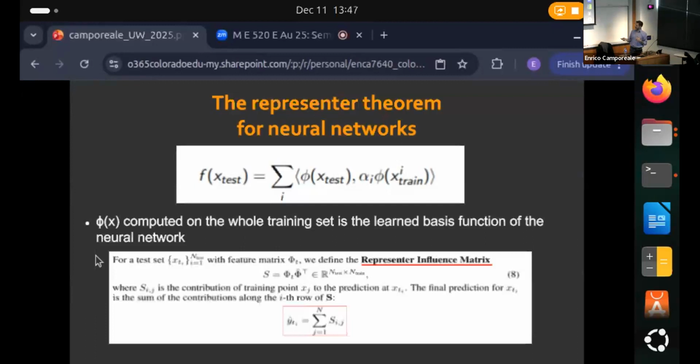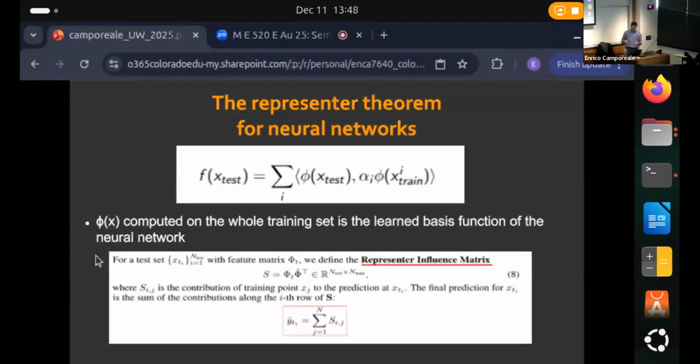There's a bit of math here, it doesn't really matter, but essentially we build a matrix, what we call the representer influence matrix, where every row is a different point in your validation or test set, and every column is a point in your training set. And basically, to get the final output for a given test or validation point, you just sum over all the columns of this matrix, right? So it's basically just this summation here.